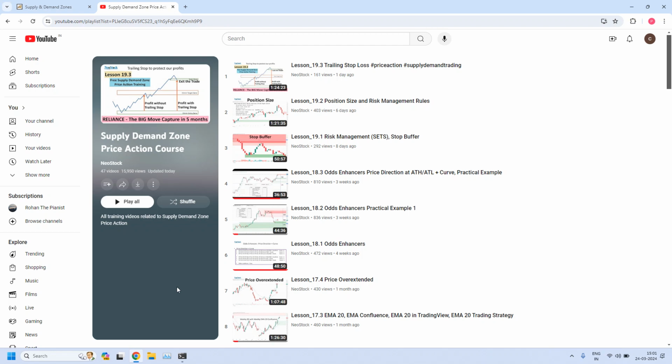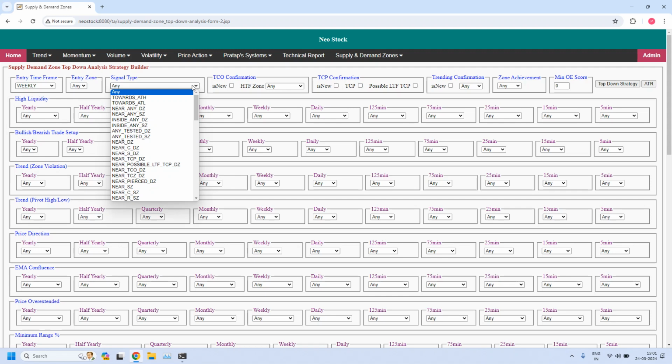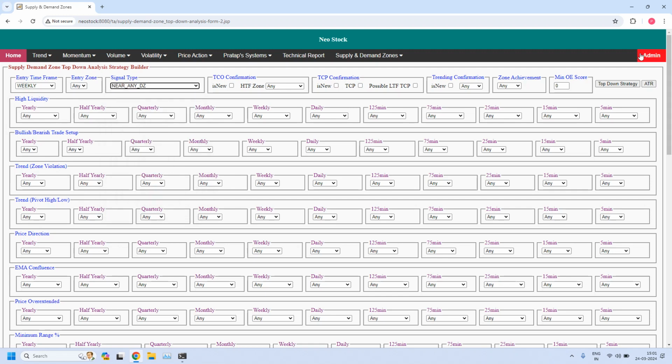Now let us generate weekly reports with the help of NeoStock software supply demand zone top-down analysis strategy builder. So the entry time frame should be weekly, and let us find the stocks near the weekly demand zone.